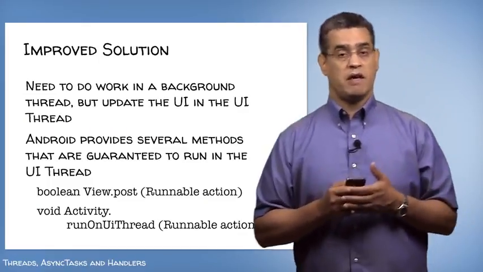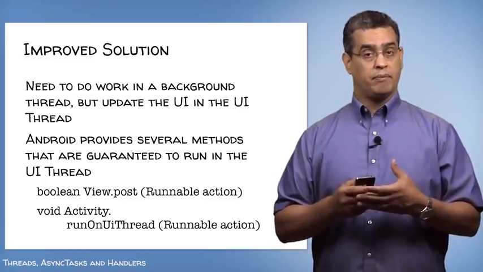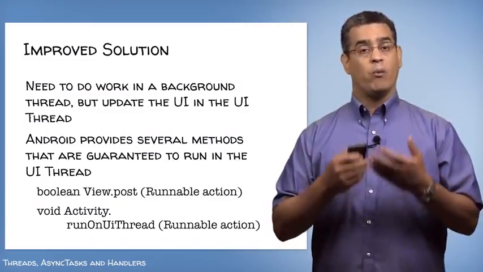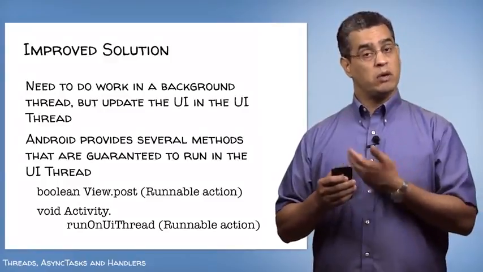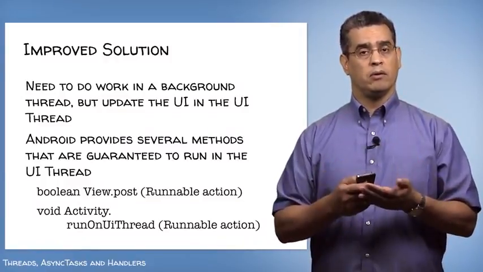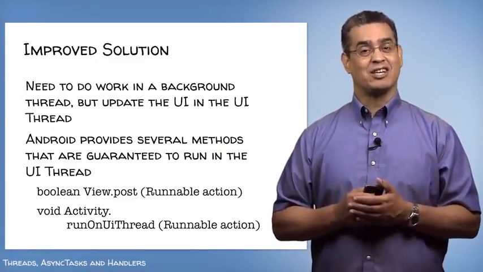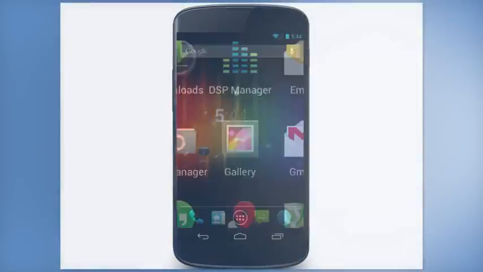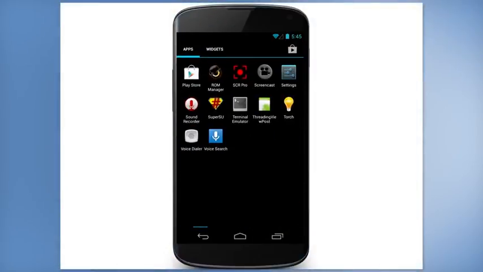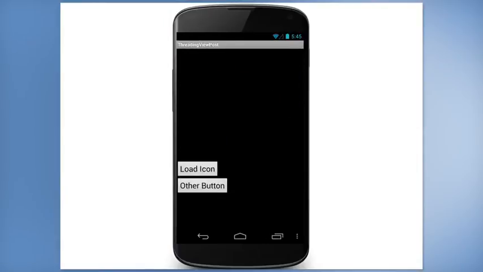So if we're using these methods, we would load the bitmap in a background thread, and when that operation completes, we would use one of these methods to execute a Runnable that then sets the bitmap on the display. Let's see that in action. And I'll start up the Threading View Post application. And there are the two buttons. And again, I'm going to do two things now. I'll press the Load Icon button, and then right after that, I'll press the Other button.